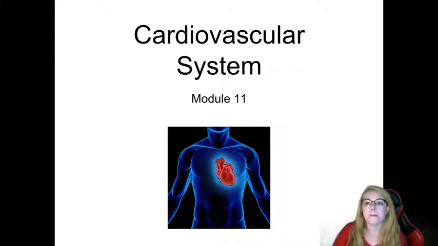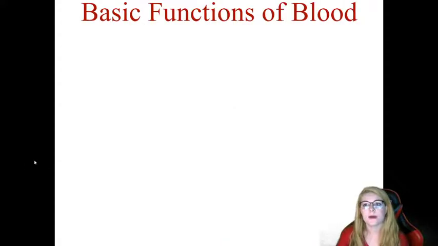Like I said, this is Module 11, the cardiovascular system. The first thing we're going to be talking about are the basic functions of blood. You, to some extent, are probably familiar with blood. You've seen your own blood, you've probably had blood drawn, and you probably have some general ideas of some of the things that blood does or contains. But we're going to dive a little bit deeper into that today. There are three overarching main functions of blood, and you will be responsible for knowing what these are, so we're going to go over each one individually.